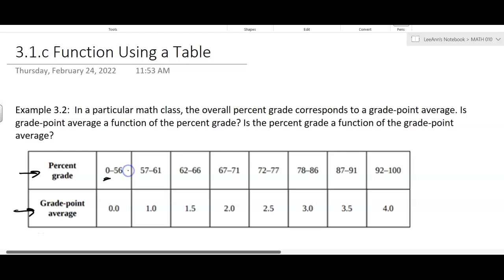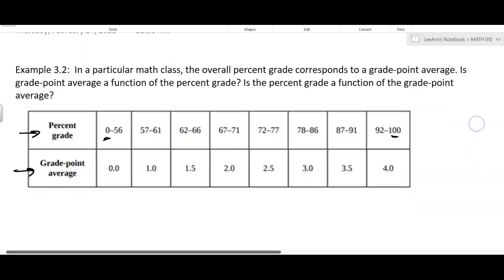It goes from 0 to 100, right? Okay. And we can look at these ranges of percent grade. You get 0 to 56, 57 to 61, 62 to 66, 67 to 71, 72 to 77. Now, why am I looking at this? I'm looking to make sure that nothing's overlapping. 78 to 86, 87 to 91, 92 to 100.